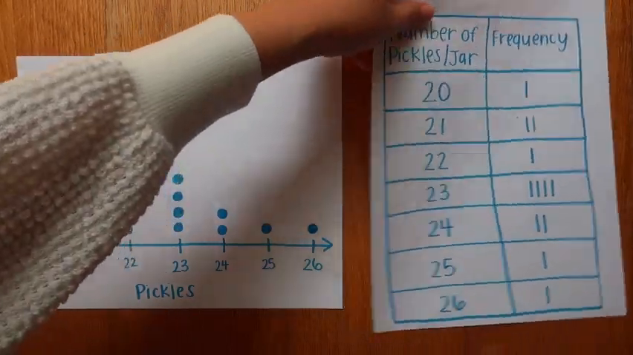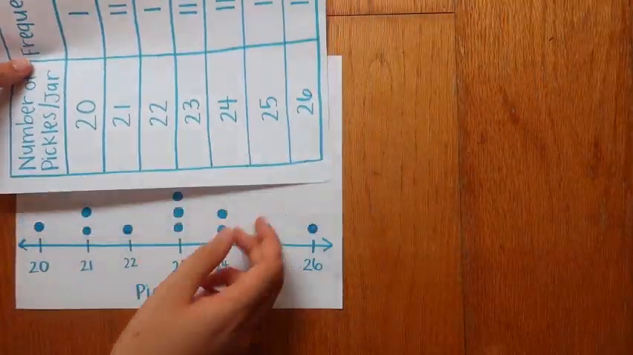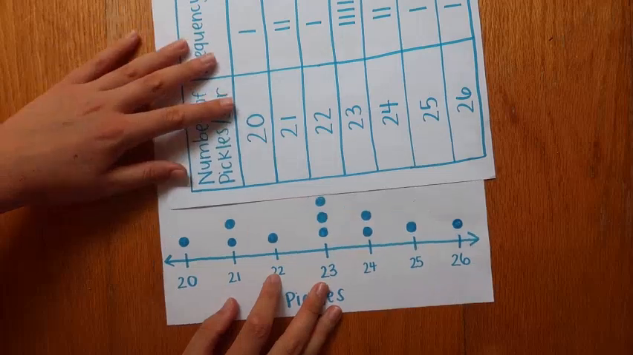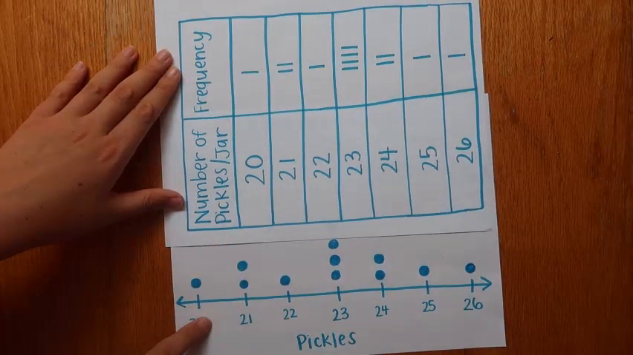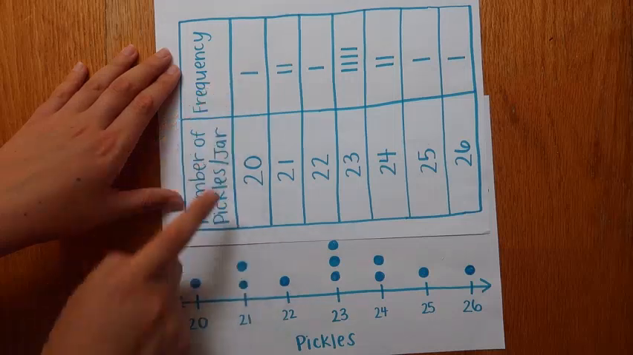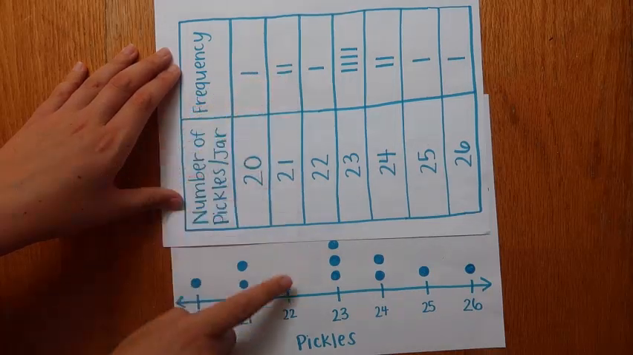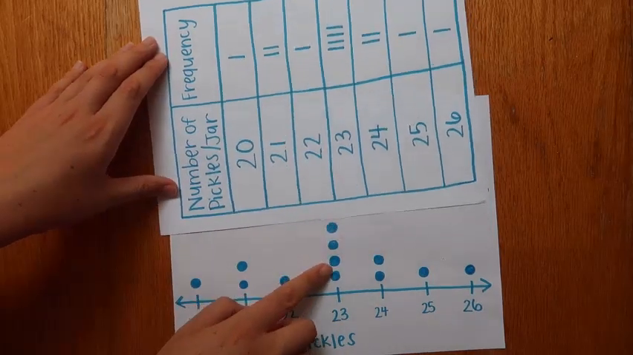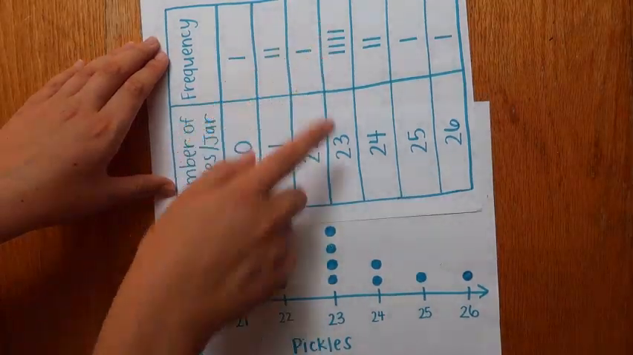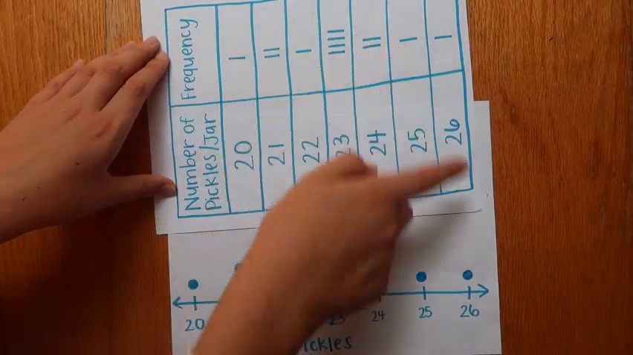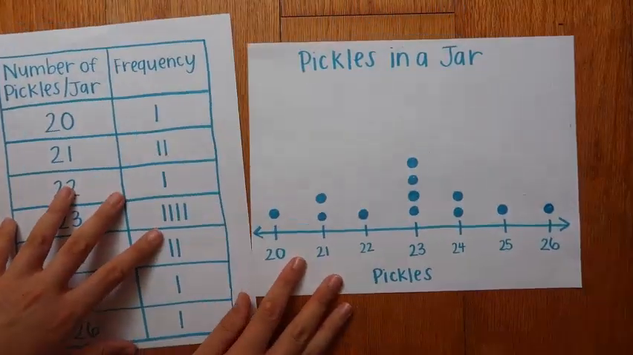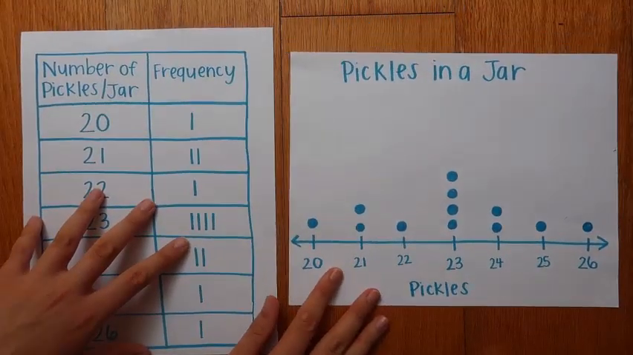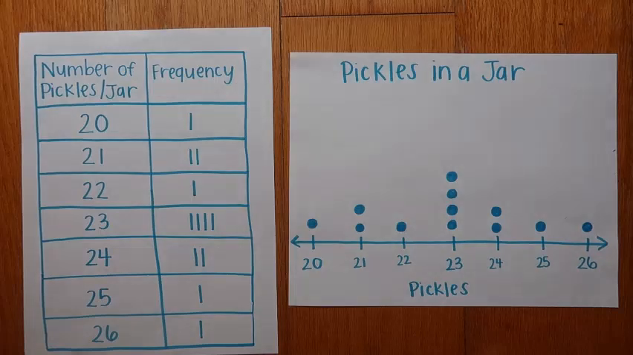And again, when I flip this now, it should match up pretty well. It should flow nicely for us. So again, 20 has one dot, one tally. There's two dots, two tallies. One dot, one tally. 4 dots, 4 tallies. 2 dots, 2 tallies. 1, 1. And it matches up just like that. So that is how you can take a frequency chart and turn it into a dot plot.